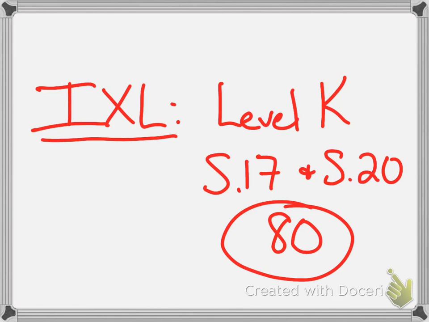So, again, you can see on the screen here, IXL, we're still in level K, S17 and S20. S17 is standard form. S20 is those horizontal and vertical lines. Your target score is an 80.